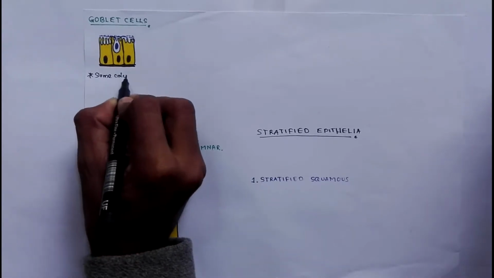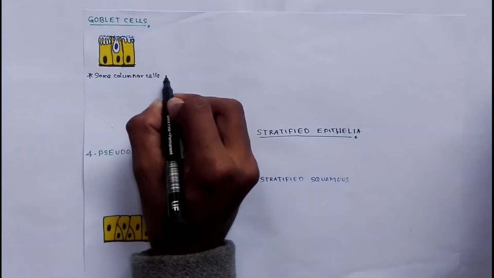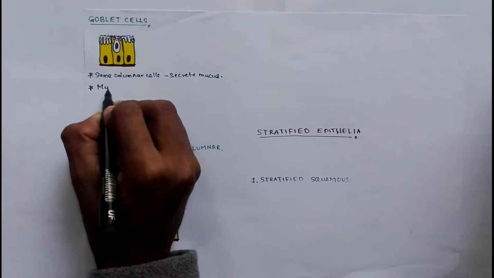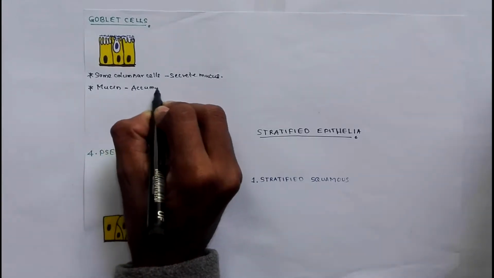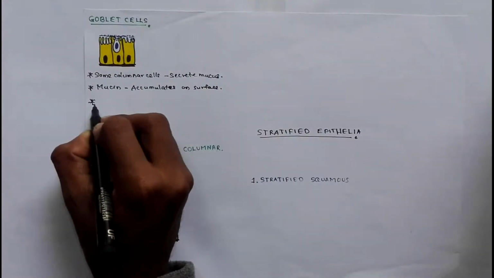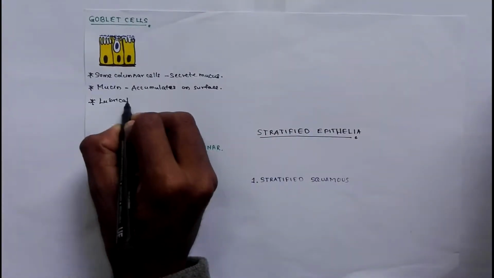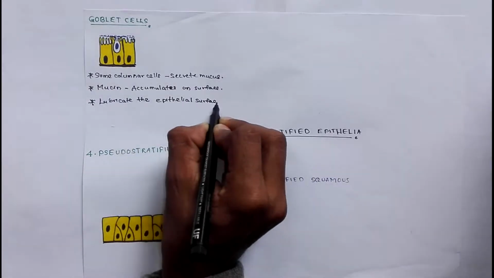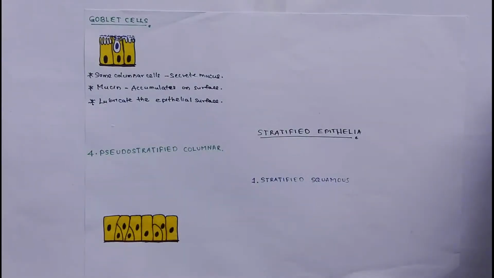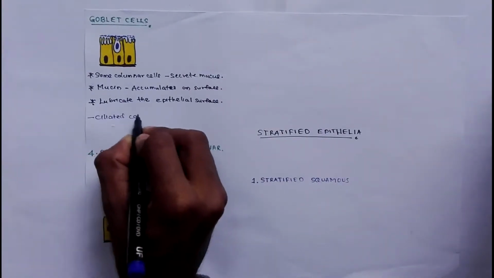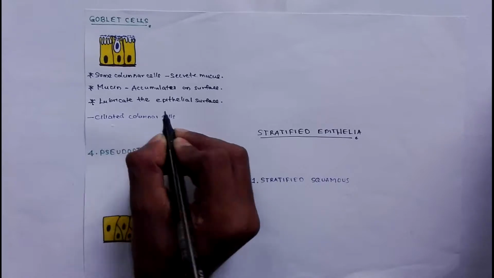Some columnar cells can secrete mucus. They are known as goblet cells. Secreted mucin accumulates on the surface of the cell, and this helps to lubricate the epithelial surface. The other type, the ciliated columnar cells, are found in the lining of the fallopian tube.